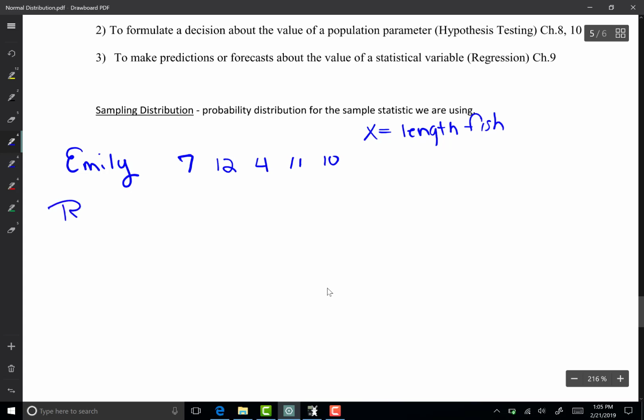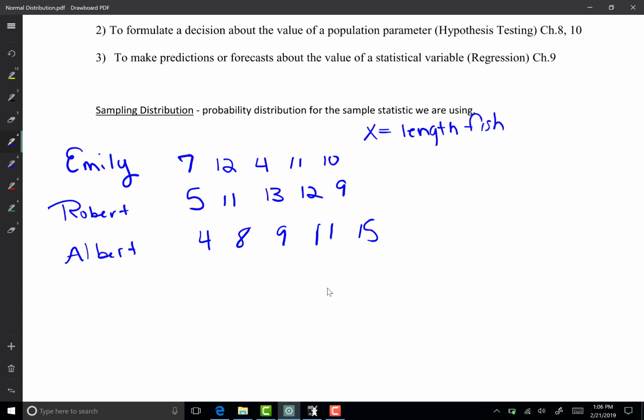Let's say Robert catches some fish of 5 inches, 11 inches, 13 inches, 12 inches, and 9 inches. And let's say Albert also goes fishing and catches 4 inches, 8 inches, 9 inches, 11 inches, and 15 inches. All right, we'll stop there.